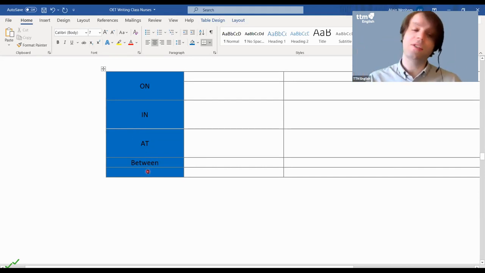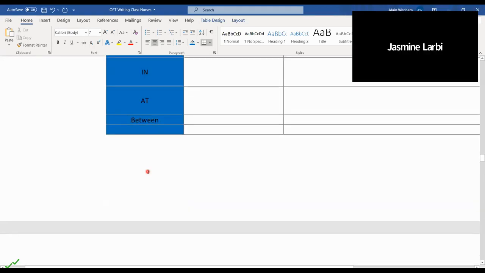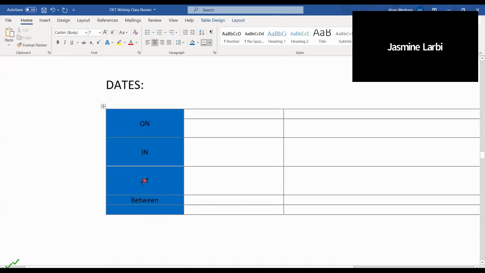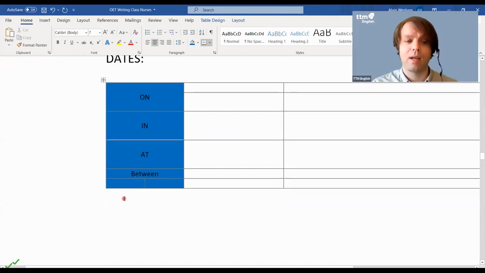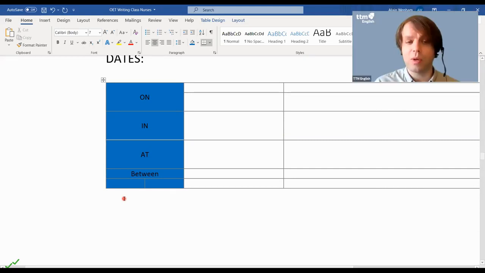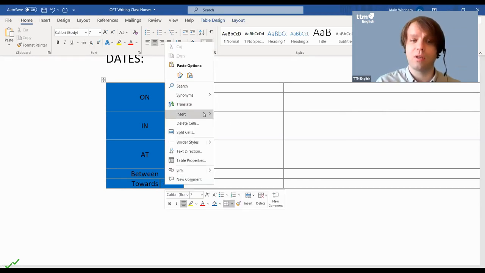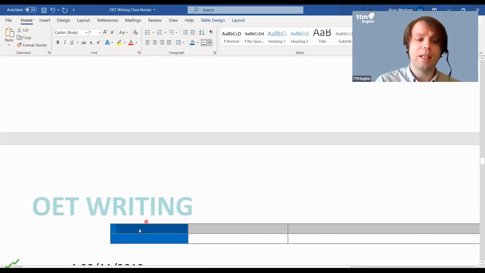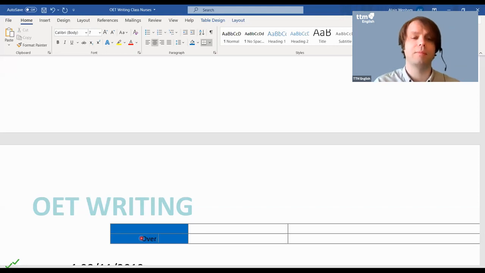Well, we're not going to do since and for, because what tense do we use since and for with? Present perfect. And also past perfect. Don't forget that's the perfect tense. But we can say between, we can also say towards, and I guess we can do over. Neshka, that's yours. That's quite good. I'll put that one in as well. Let's start off with the most simple. Let's start off with on. Okay. Let me just put this in.